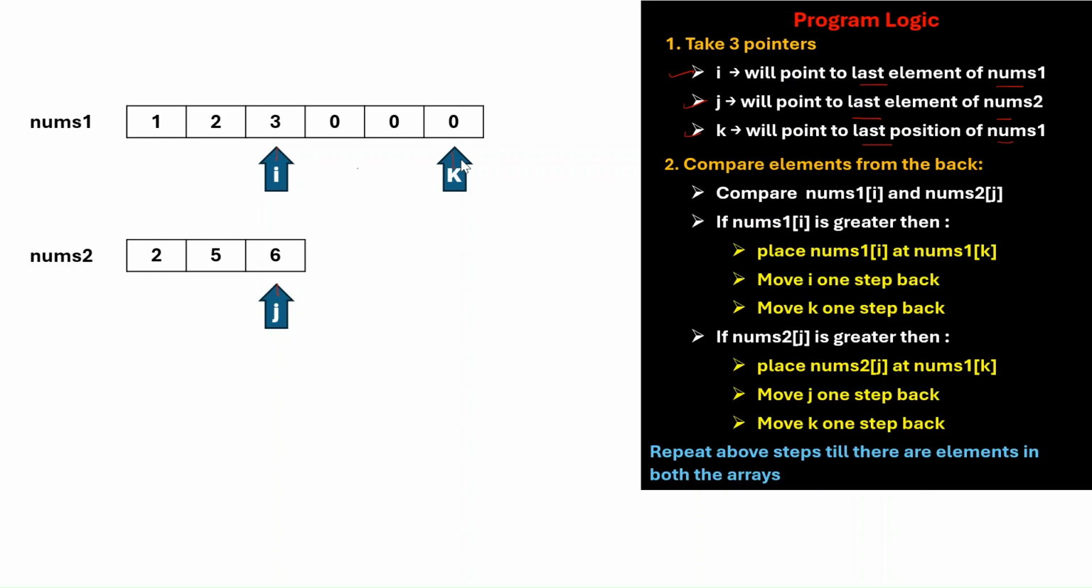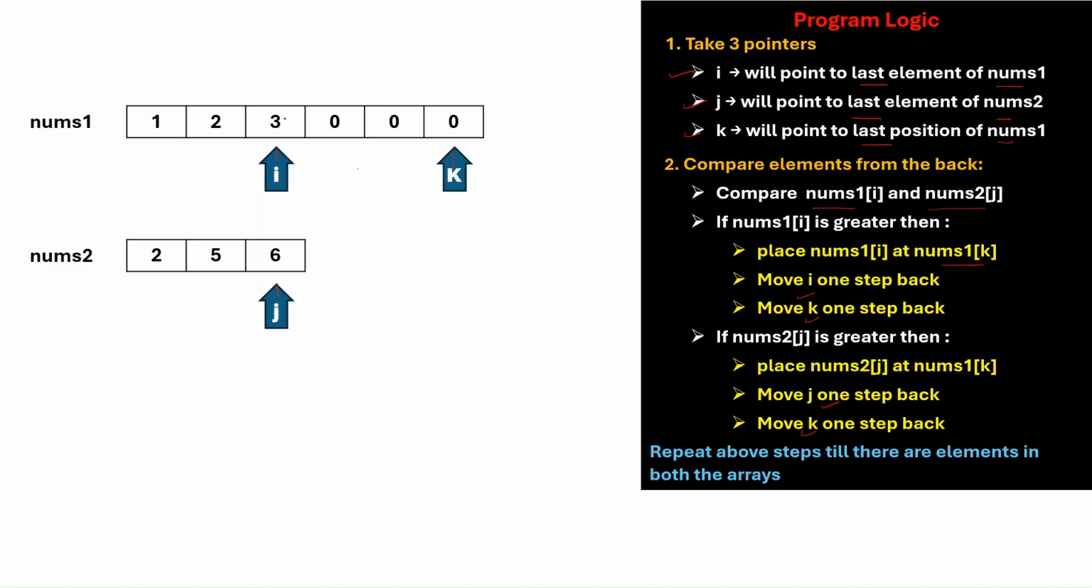Now, next step. We'll start comparing from the back. So we'll compare the last element of nums1 and last element of nums2. Whichever is greater, we'll store that at nums1 k position. So if nums1 i is greater, then we'll place nums1 i at nums1 k and move i pointer and k pointer one step back. If nums2 j is greater, we will place nums2 j at nums1 k position and move j pointer and k pointer. We'll repeat the above steps till there are elements in both the arrays.